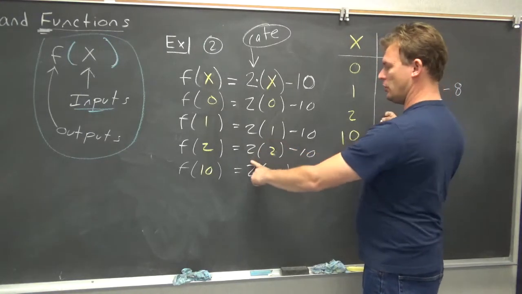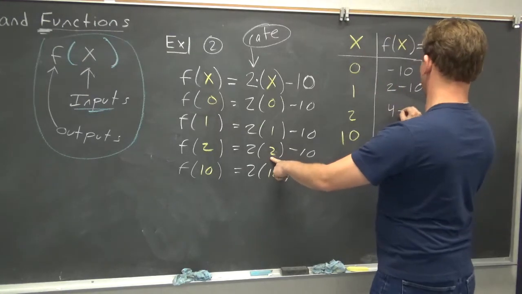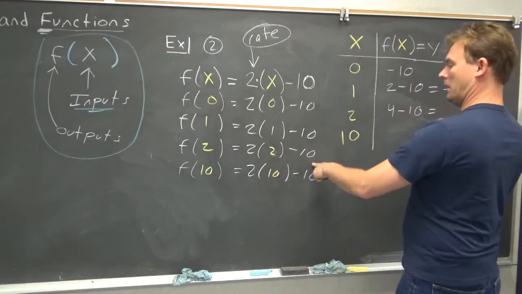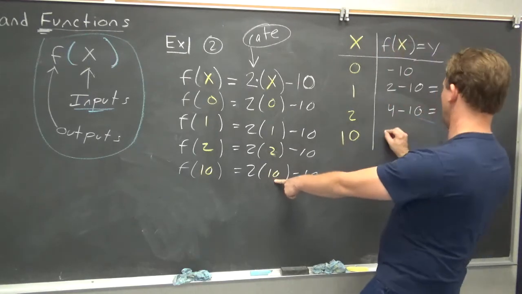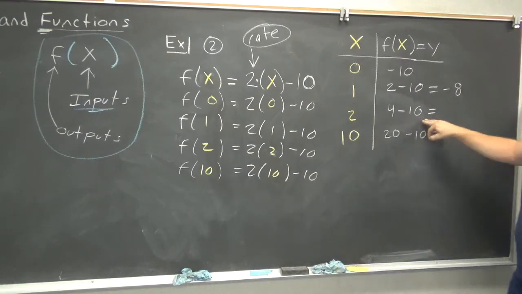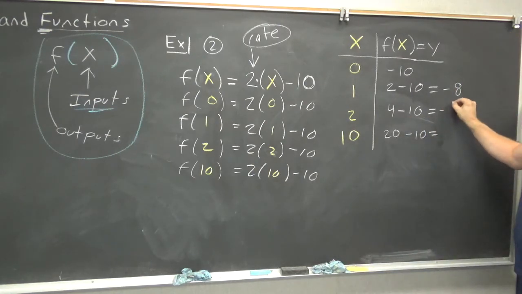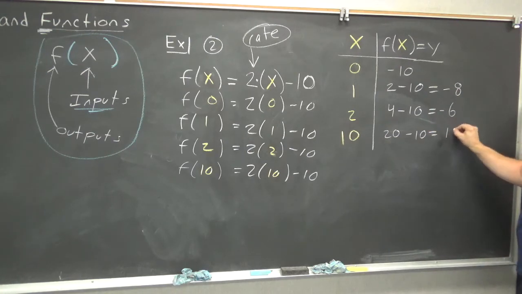2 times 2, 4, minus 10. 2 times 10, 20, minus 10. 4 minus 10 is negative 6. 20 minus 10 is, ooh, positive 10. Those are your outputs.